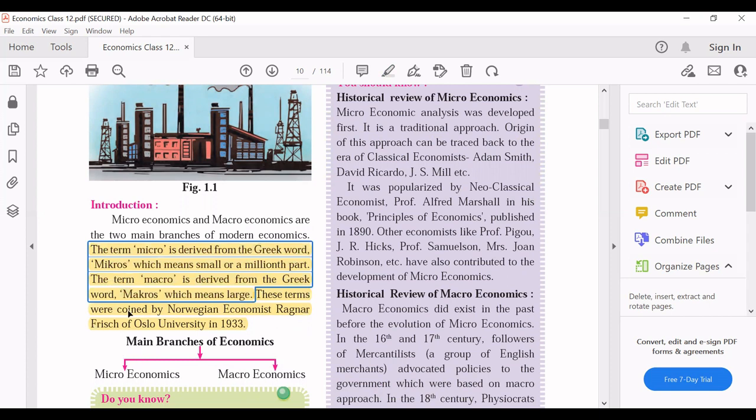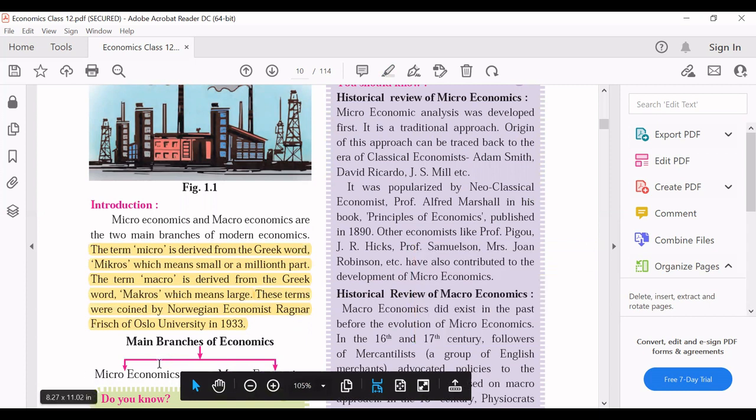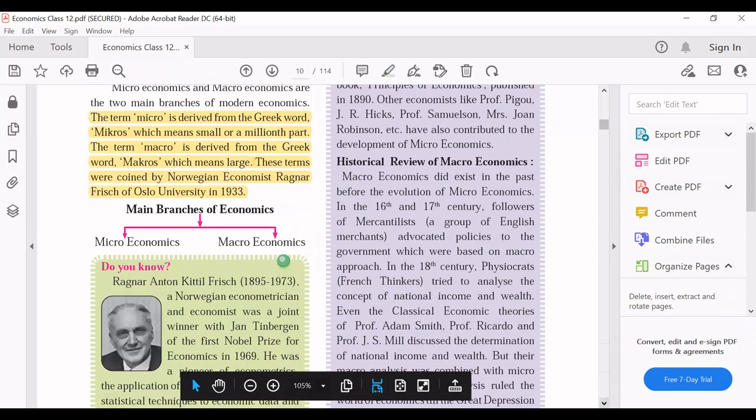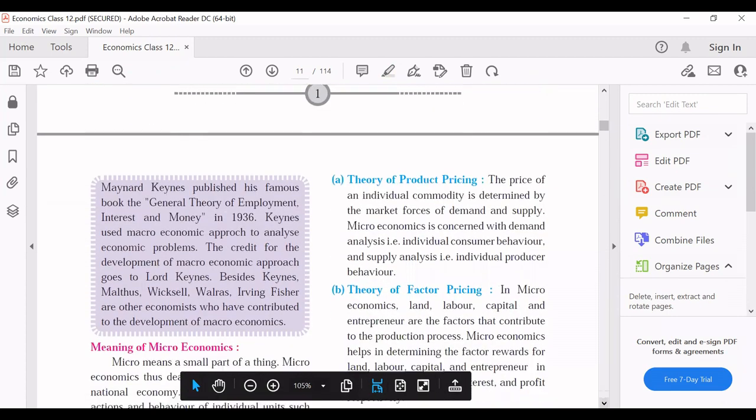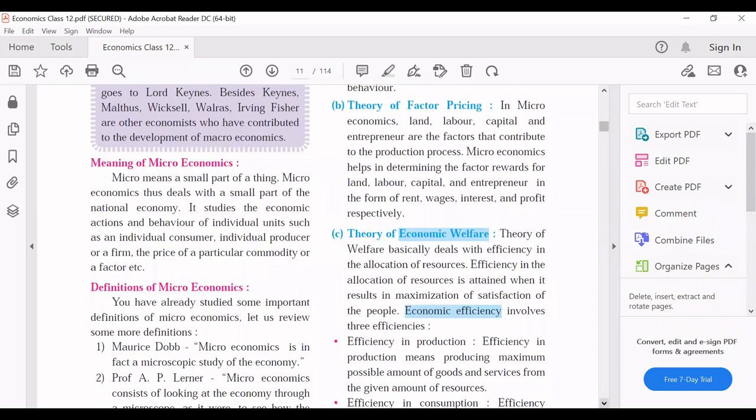And this particular flow chart you may draw in your exam for describing the main branches of economics. As we are going in a capsule format, I would like to move to the next one, the meaning of microeconomics. We understood that this is from the Greek word and it means a small part of a thing, and microeconomics deals with a very small part of the national economy.